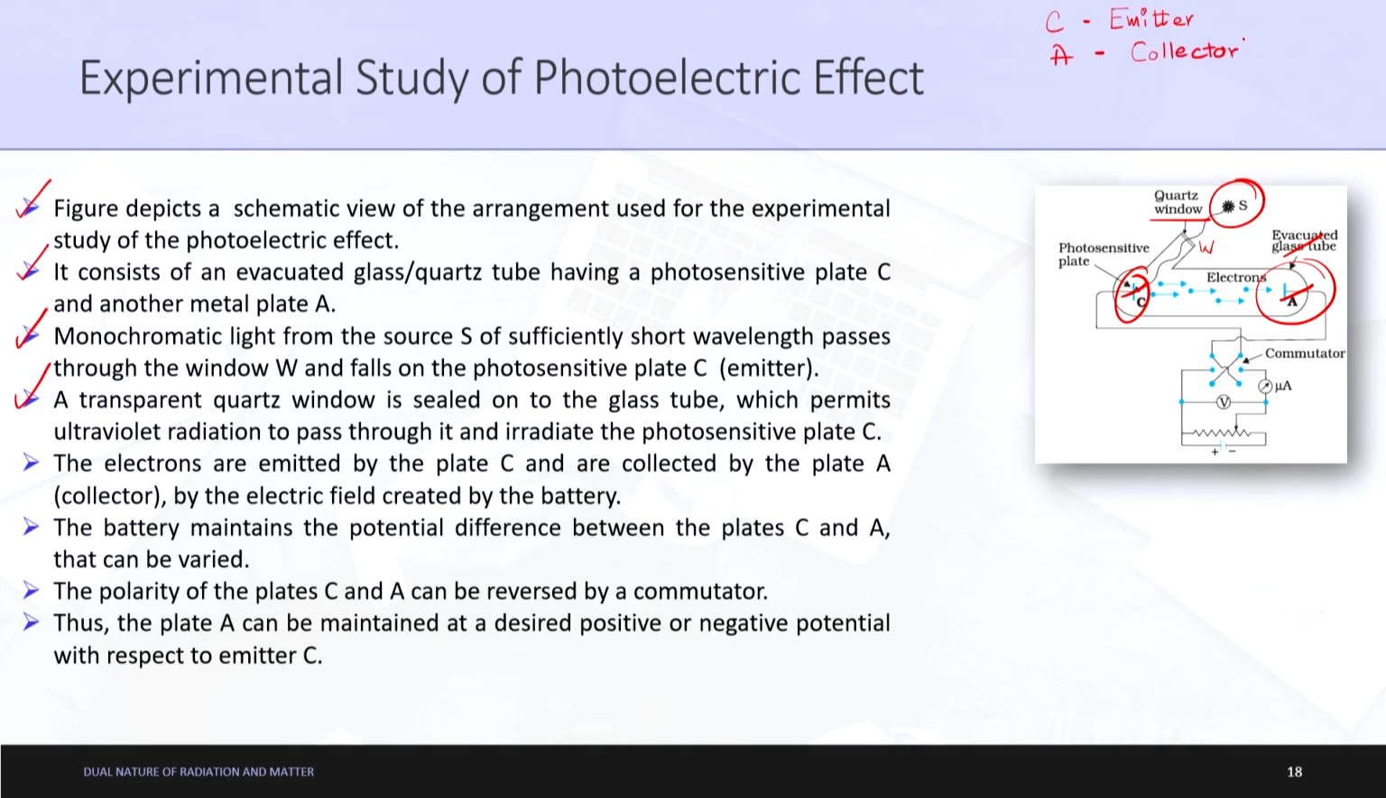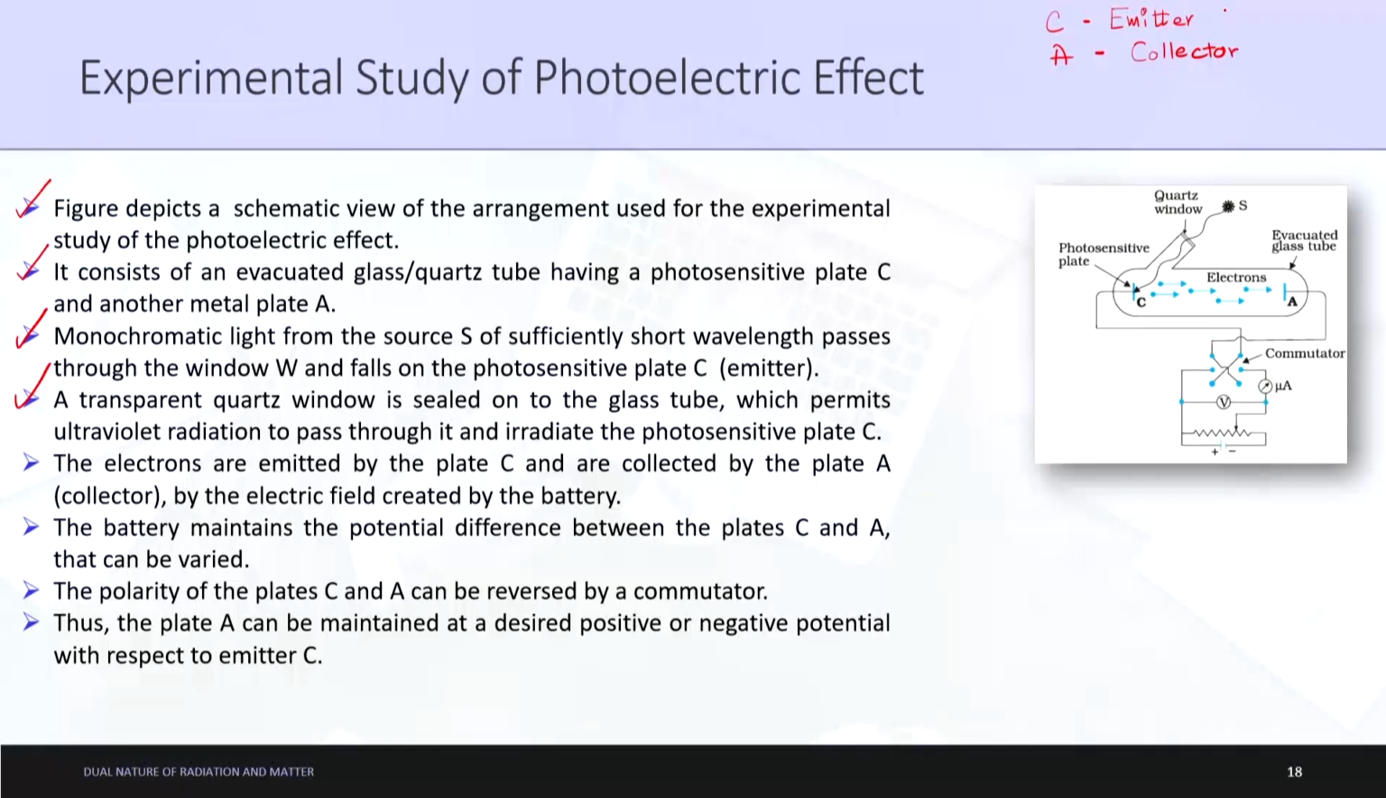Sometimes people make a mistake because, as C is written here, they take it as the collector plate. Please do not make this mistake. C is the emitter plate. Why is it called the emitter plate? Go with the definition. Sometimes the definitions of some words are written in the spelling itself. So, as you can see, emitter plate.